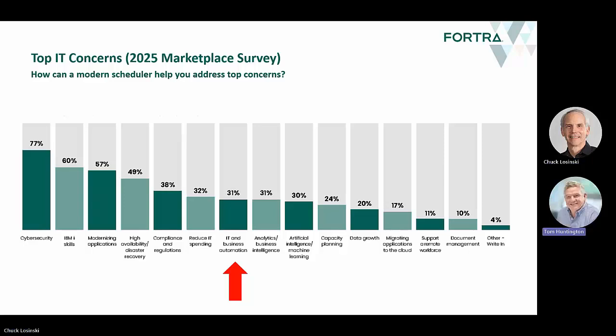Yeah. Well, speaking of the Marketplace survey, it came out on January 22nd. And every year we ask the market, what are your top IT concerns? And they're allowed to pick up to 5 of them. As we can see in the middle there, we have IT and business automation. Certainly something if you have business processes that are manual or not integrated, that's what we're talking about here. We can help you gain great efficiencies and productivity.